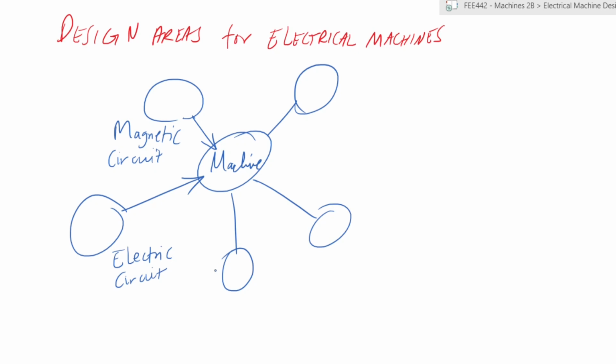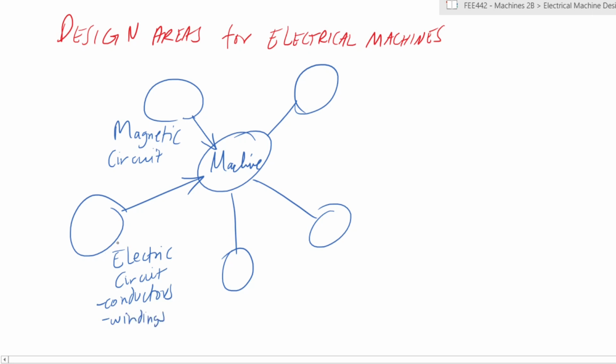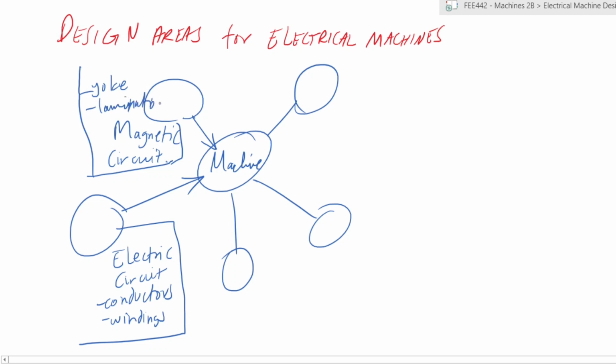Secondly, you have the electric circuit. So these are the windings within the armature and the field, the actual conductors that you're talking about. So these are conductors and windings that need to be set up within your machine. And your magnetic circuit would be your yoke for your windings and various laminations, or the core in which magnetic circuits are set up.